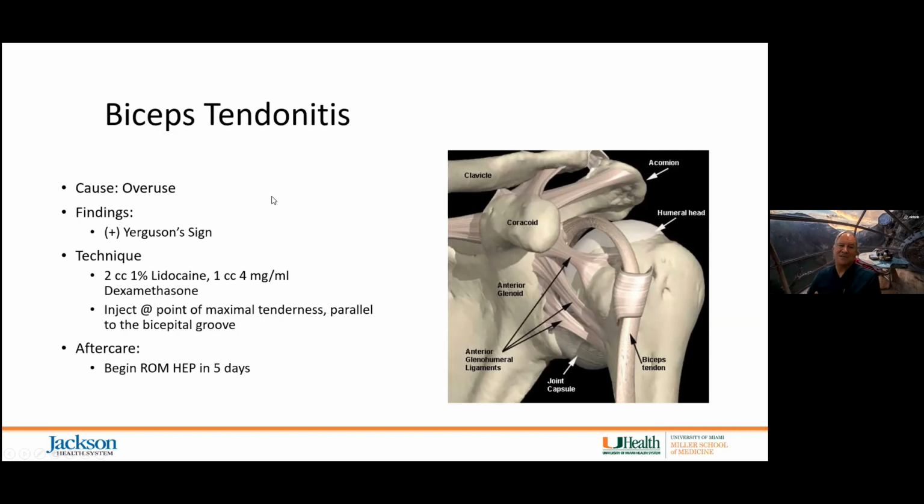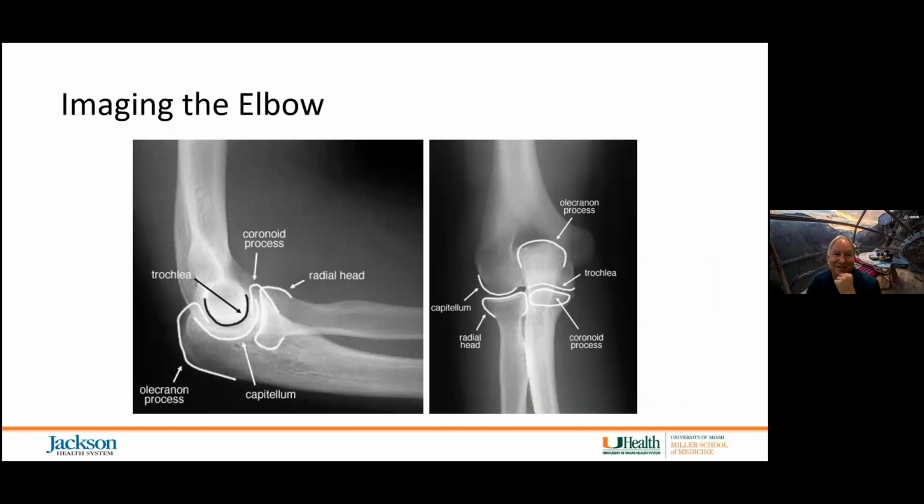Nonetheless, biceps tendonitis is demonstrated through Yergason's sign. So this is basically trying to supinate and flex the elbow. If that causes tenderness up at the long head of the biceps, you know that that's a bicipital tendonitis, and generally is going to respond well to an injection to the sheath, not to the tendon.